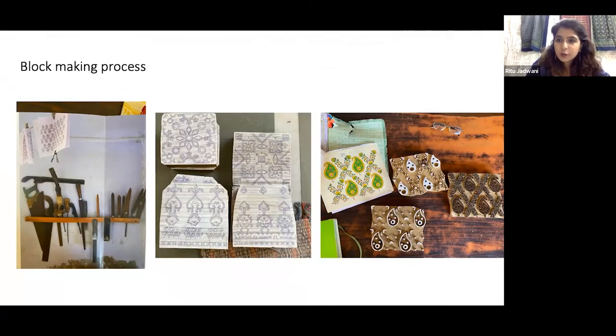Let's take a look at the wood block printing process. Wood and metal blocks are made in the villages of Gujarat and transported to the villages for Ajrakh, Dabu, and Bagru textiles. Dabu and Bagru textiles are regional to the region of Rajasthan in Gujarat.